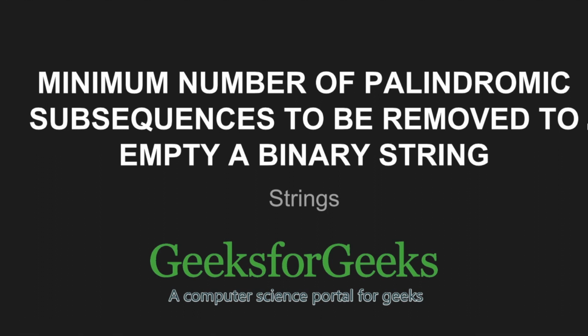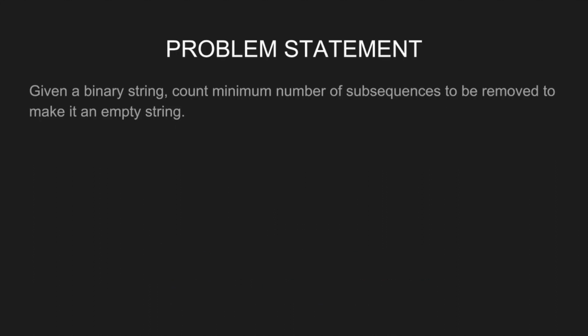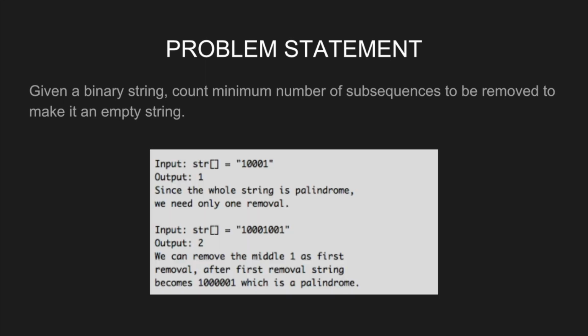This is a video tutorial on how to find the minimum number of palindromic subsequences to be removed to empty a binary string. Let's have a look at the problem statement. Given a binary string, count the minimum number of subsequences to be removed to make it an empty string. For input string 10001, the output is 1, since the whole string is a palindrome, we need only one removal.